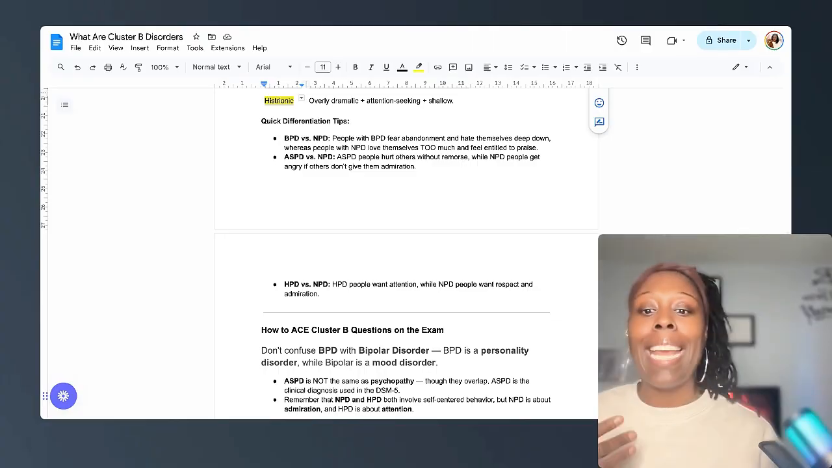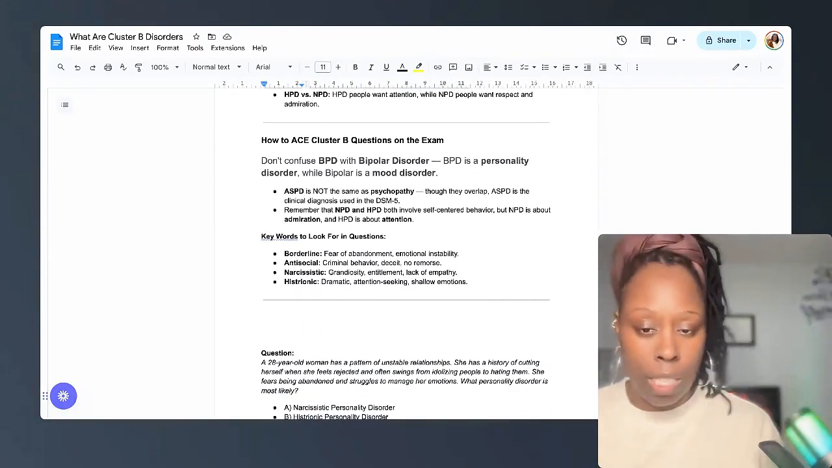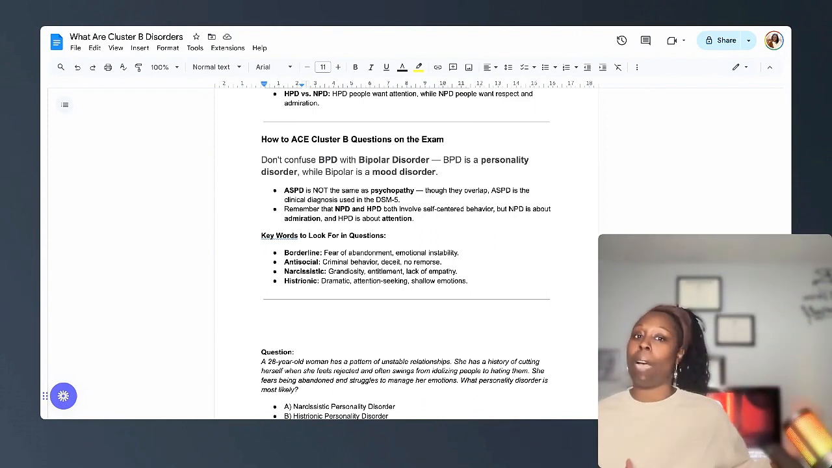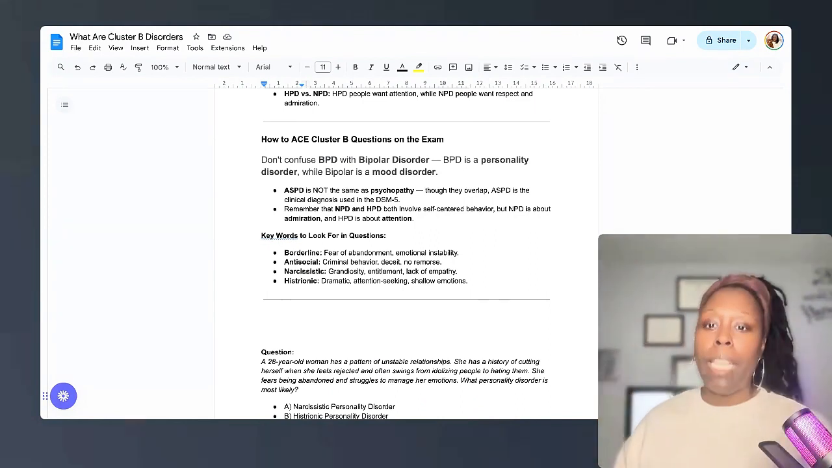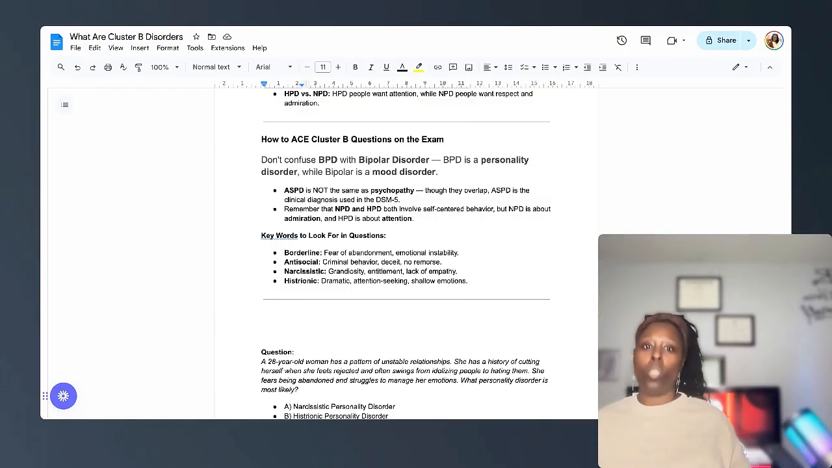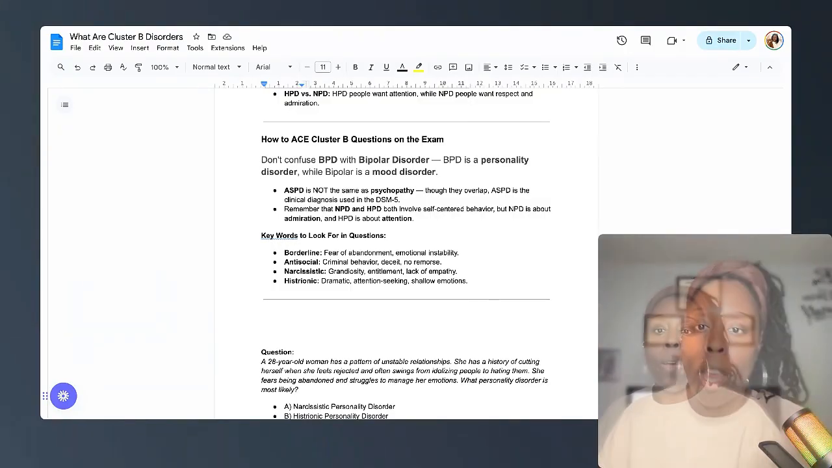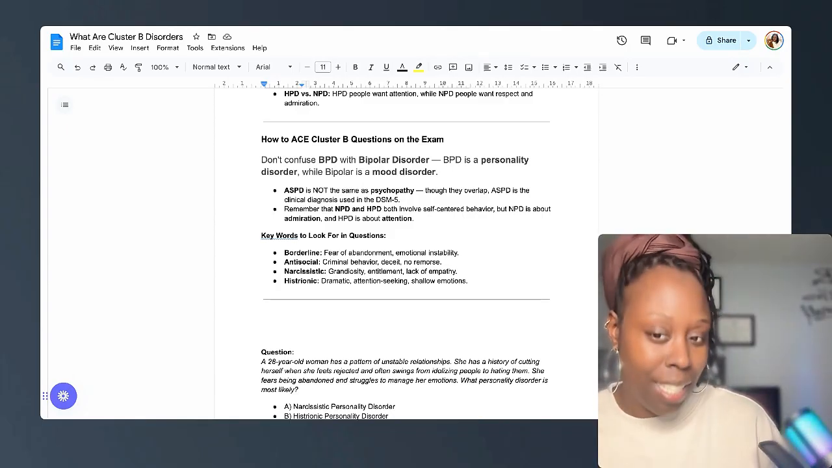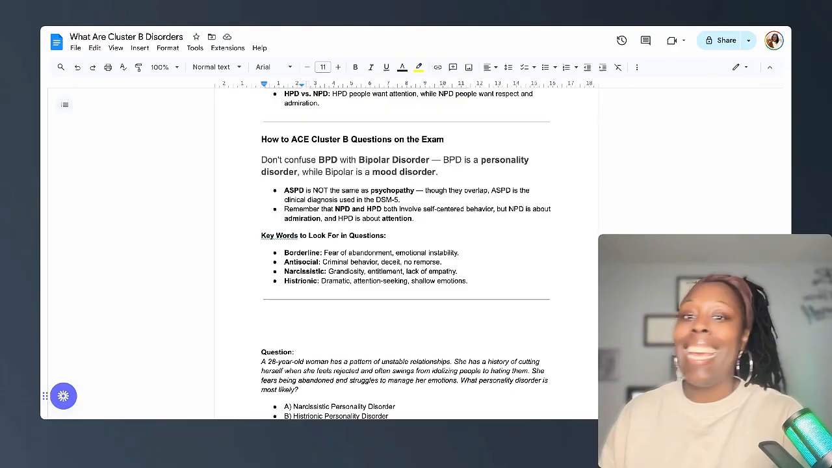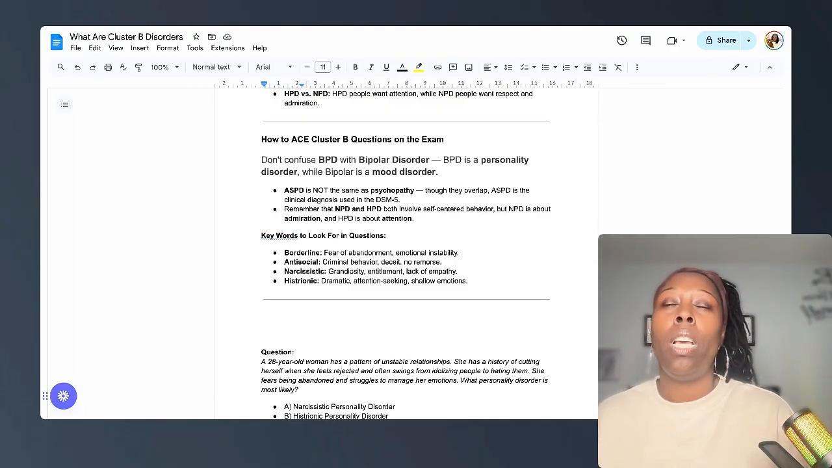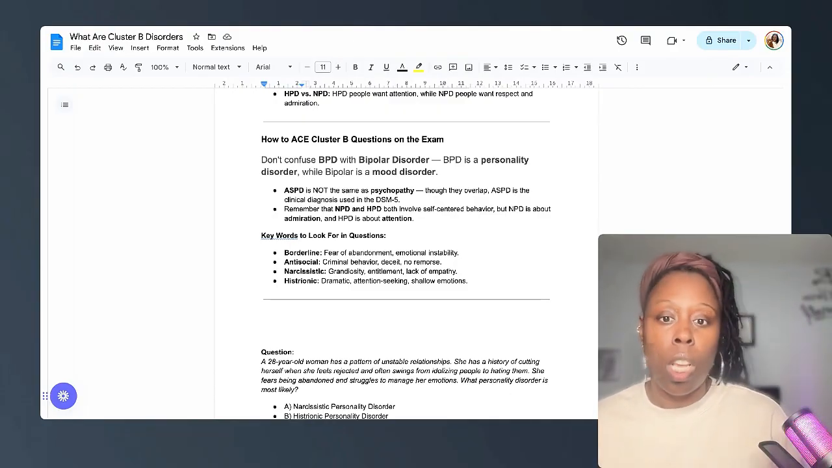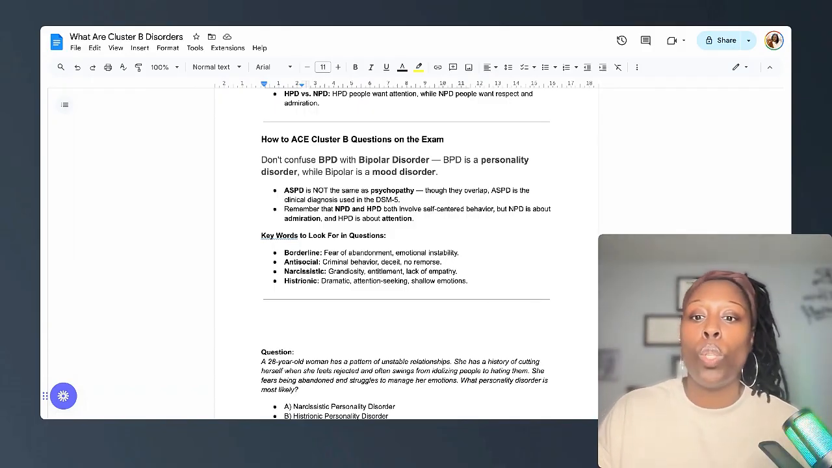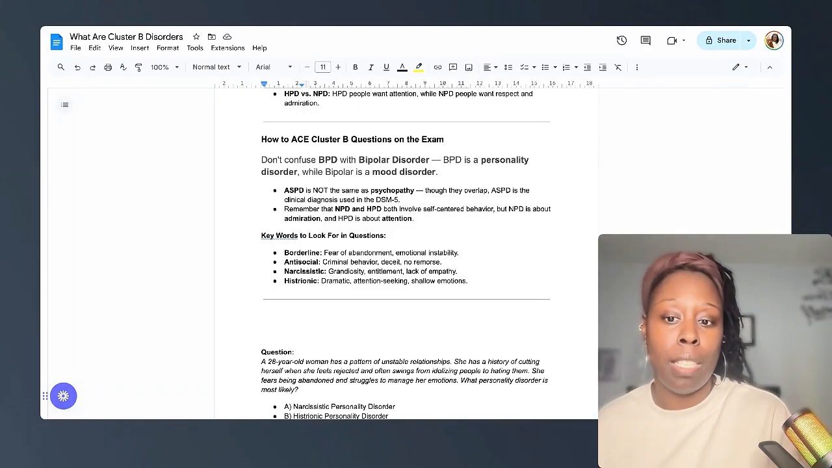All right, so let's talk about how to ace cluster B questions if you have it on exam. I don't want you confusing BPD with bipolar because they're totally different. BPD is a personality disorder. Bipolar is a mood disorder. Personality, mood. Keep those 2 differentiated. ASPD, which is antisocial personality disorder, is not the same as somebody having psychotic or psychosis. They do overlap, but antisocial personality disorder is a clinical diagnosis used in the DSM-5.